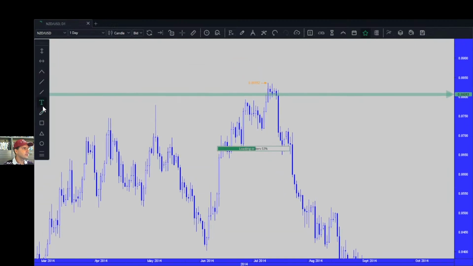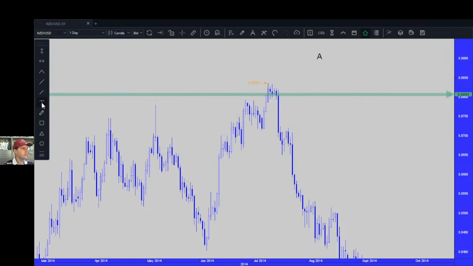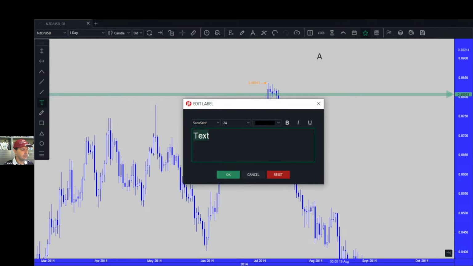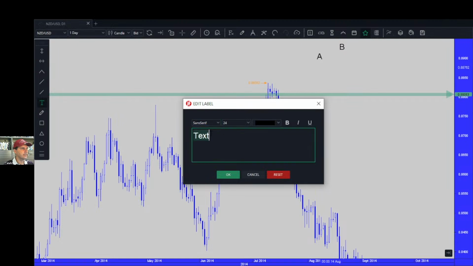Alright, so let's go. Daily chart. Here is the A. Here is the B. Here is the C.